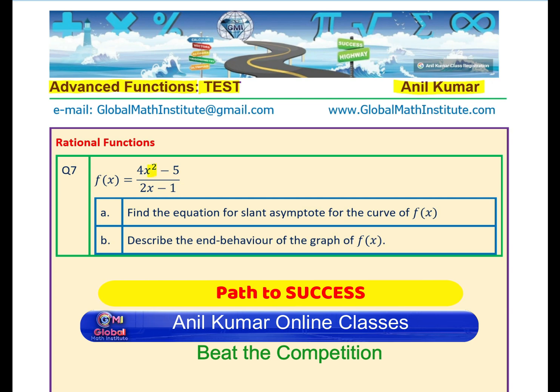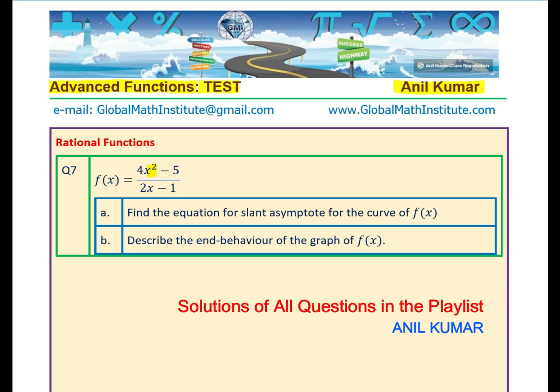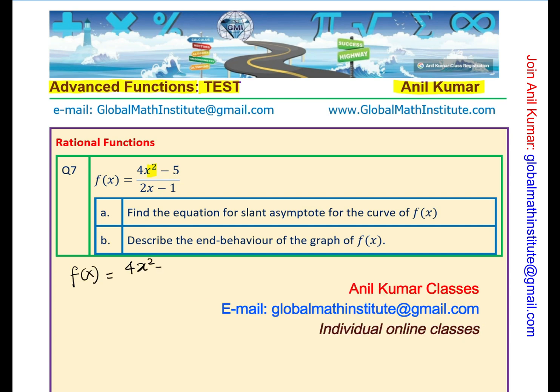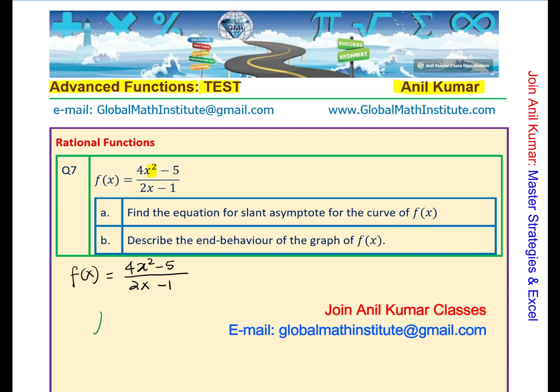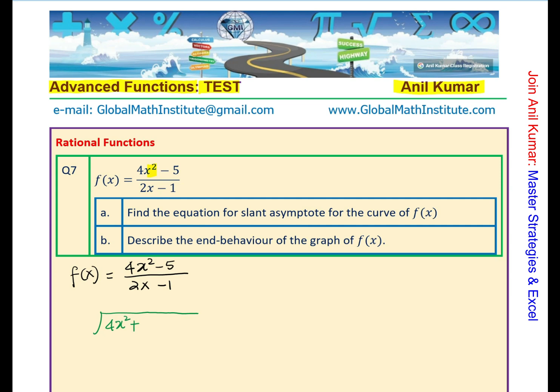You see that the degree of the numerator is one higher than the degree of the denominator, right? So we do have a slant or an oblique asymptote. So what we are going to do to find the oblique asymptote for the given function, which is 4x squared minus 5 over 2x minus 1, is divide 4x squared minus 5. Since x is missing, we'll put a placeholder, so 4x squared plus 0x minus 5, with 2x minus 1.